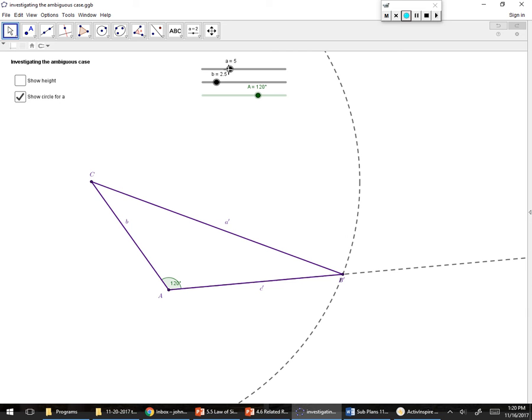Everything looks fine, unless what? What do you see, Yvonne? If angle A was really, really small. Well, let's keep angle A at 120 for now. What about the sides A and B? Is this always going to be okay? Maybe we're always okay in this case. I don't know. Yeah.